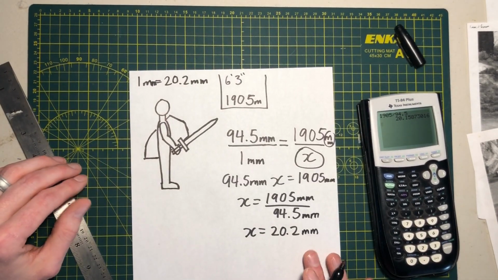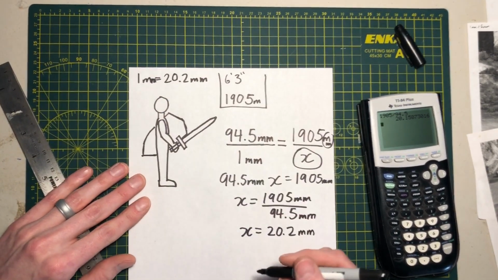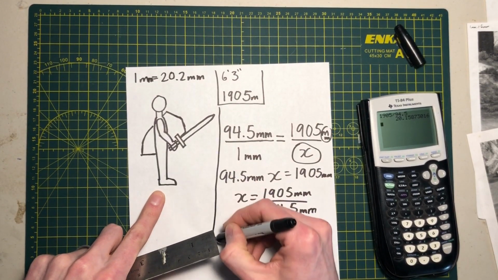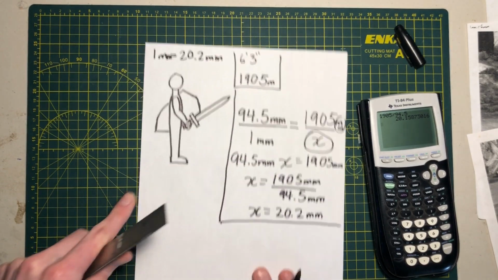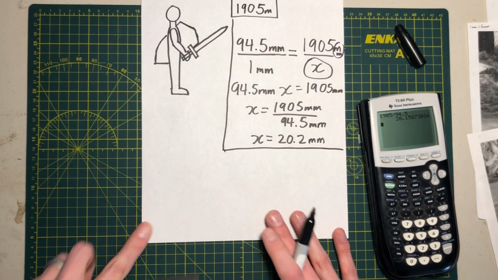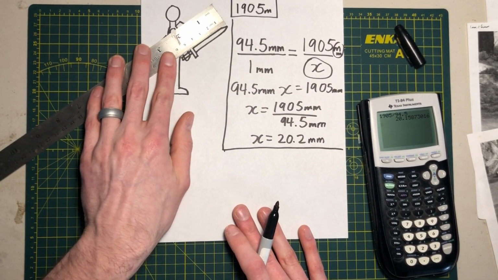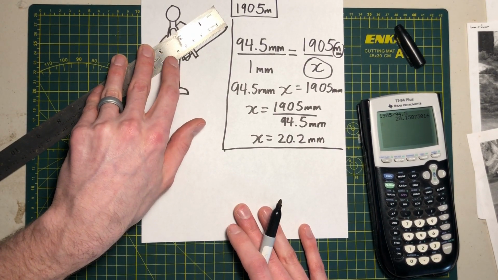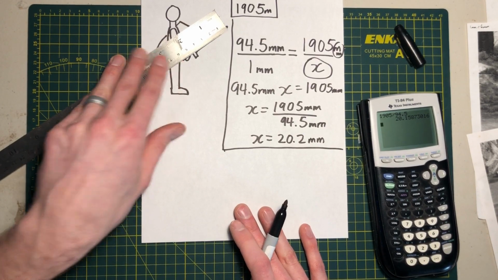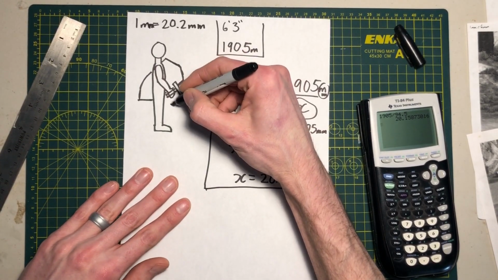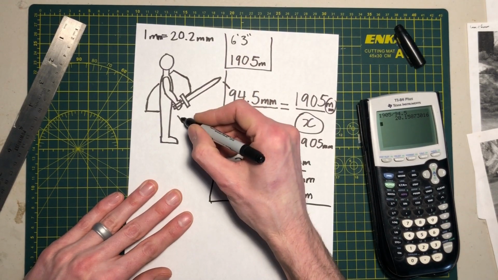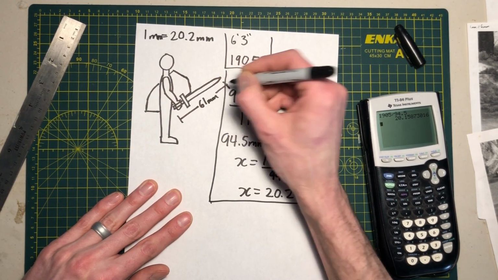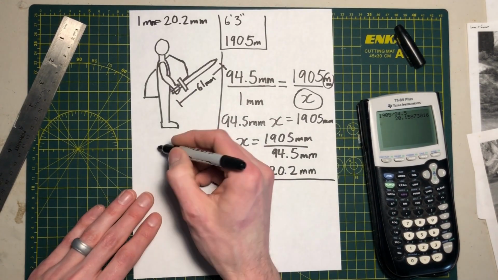So we got our guy's height there. Let's say we want to know the length of his sword. I'm going to measure it out. I want to be as accurate as I can. That's going to give us the best read. So it looks like it is 61 millimeters long, from here to here. 61 millimeters. So, real simple.